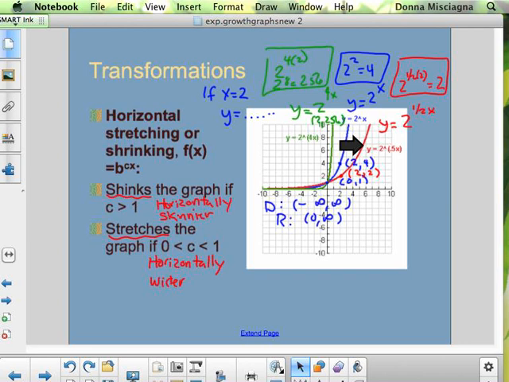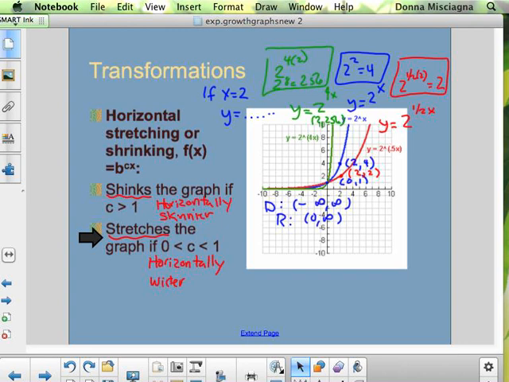So that has the effect of stretching the graph horizontally. It makes the graph wider. So the graph is going to be horizontally stretched if the coefficient on x, sometimes it's called b, although my little chart here really likes c. But if that coefficient on x is between 0 and 1, the graph gets horizontally wider. We're going to multiply the x values by the reciprocal.